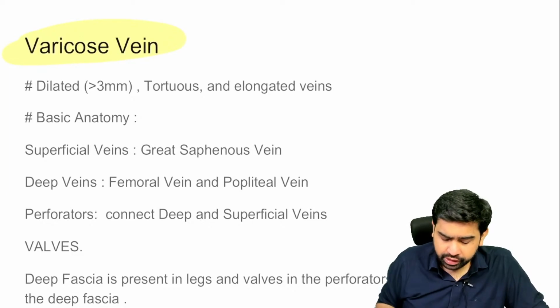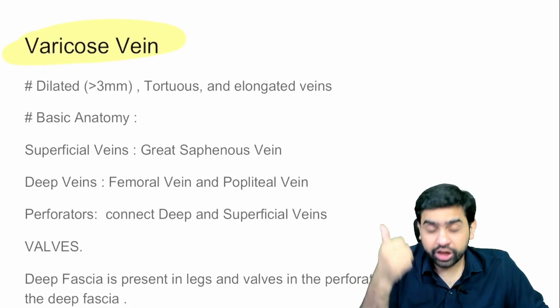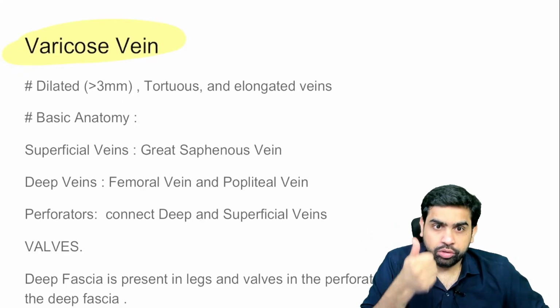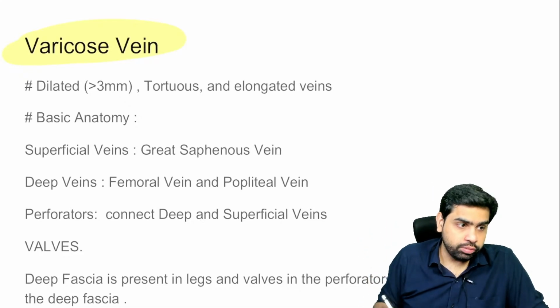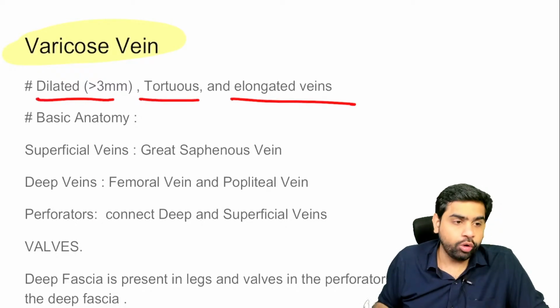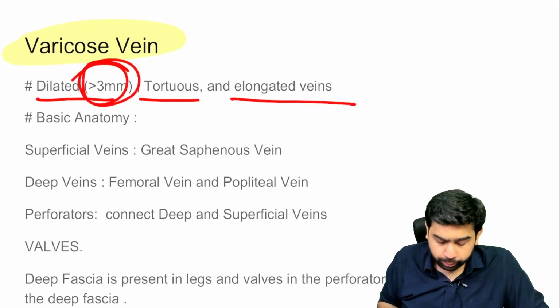Now, let's talk about the varicose vein. What is a varicose vein? What is the definition of a varicose vein? A varicose vein is basically dilated, tortuous, elongated. How much dilatation? More than 3 millimeters. Please try to understand what a varicose vein is. A varicose vein is basically dilated, tortuous, and elongated veins. Dilatation has to be more than 3 millimeters.